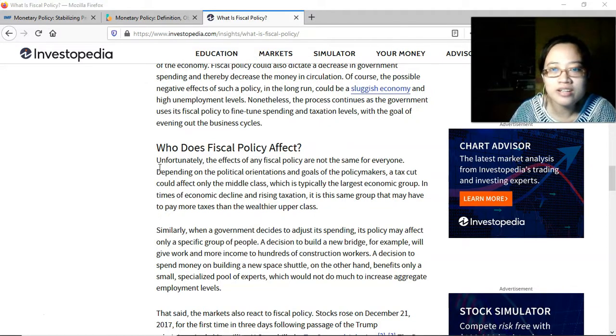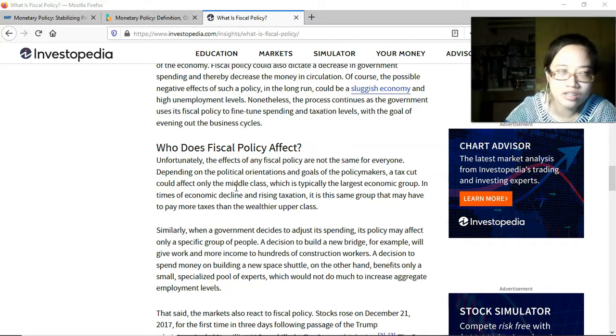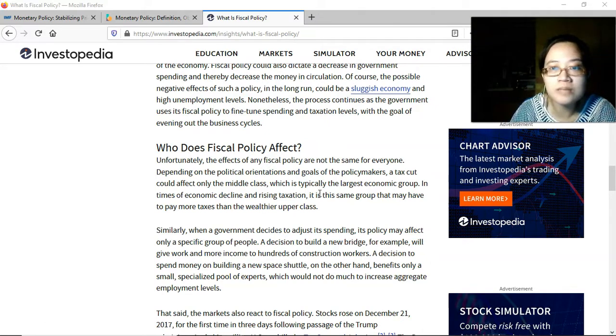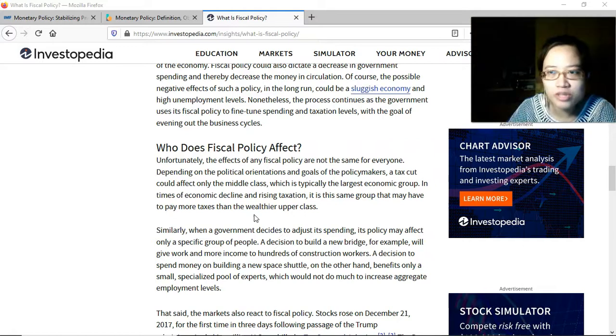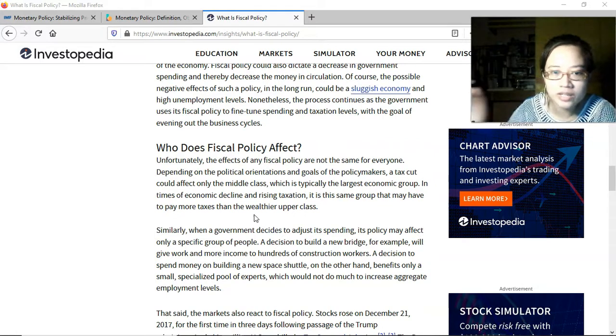Who does fiscal policy affect? Unfortunately, the effects of any fiscal policy are not the same for everyone, depending on the political orientations and goals of the policymakers. A tax cut could only affect the middle class or the wealthy individuals as well, which is typically the largest economic group. In times of economic decline and rising taxation, it is the same group that may have to pay more taxes than the wealthier upper class. Normally, the wealthy individuals are not very much affected, right?